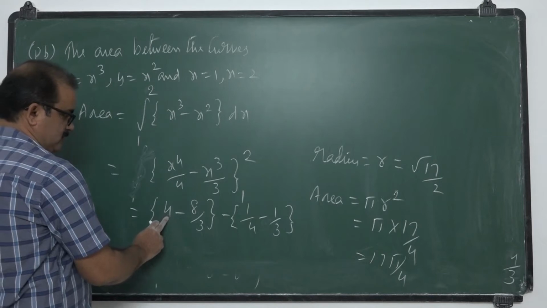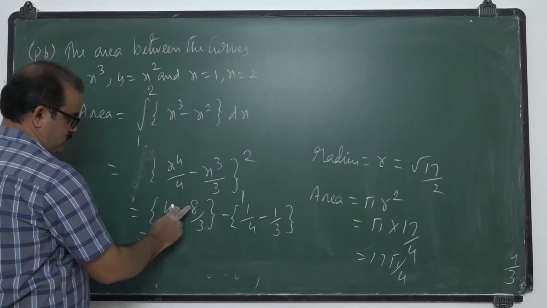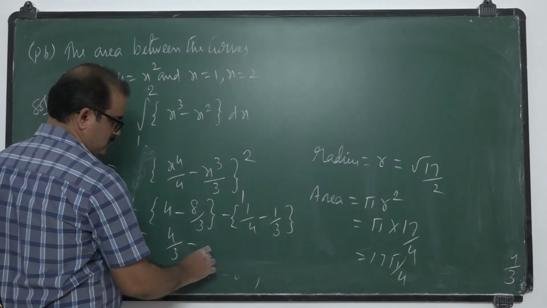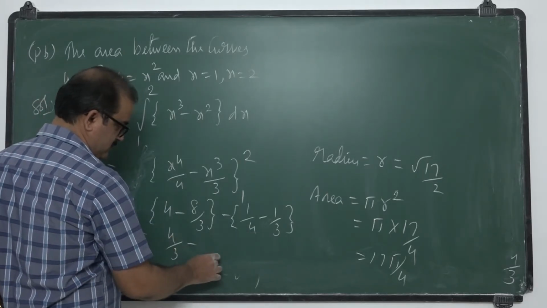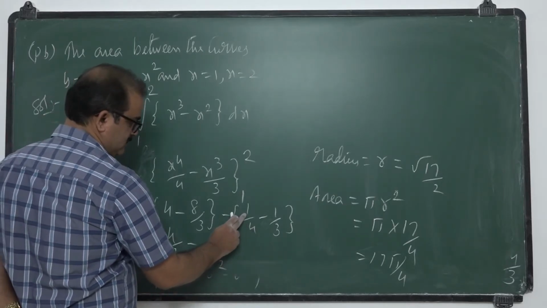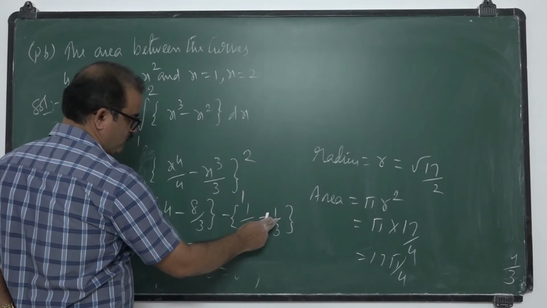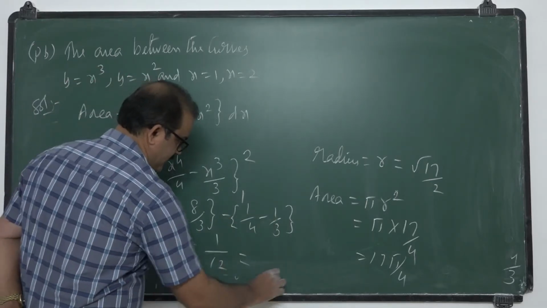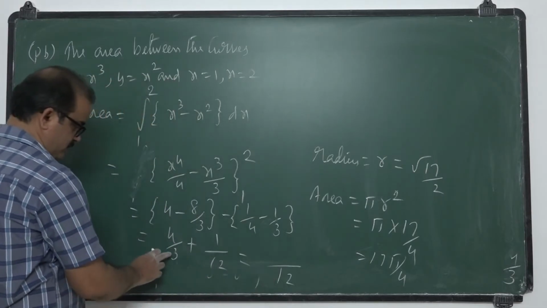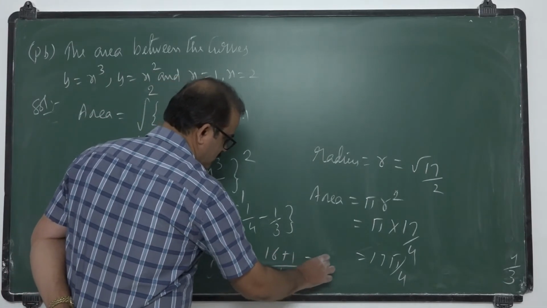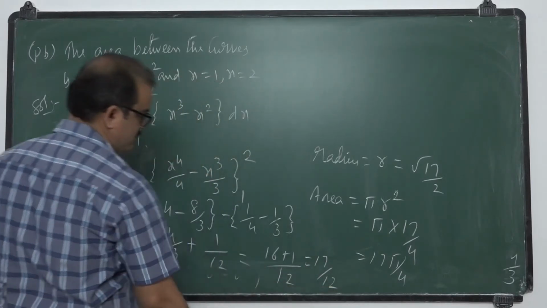4 minus 8 by 3, 12 minus 8, 4 by 3, minus 1 by 4 minus 1 by 3. LCM 12, 3 minus 4 minus 1, minus into minus plus. Again take LCM 12, 4 into 4, 16 plus 1, 17 by 12.